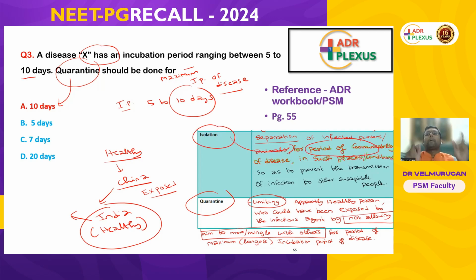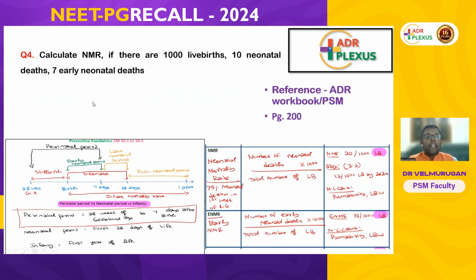We have discussed this so many times. So next question. Calculate NMR. What is NMR? Neonatal mortality rate. So what is neonatal mortality rate? See here, what is infant? From birth to 1 year, it is infant. From birth to the first 28 days of life is neonate. From birth to the first 7 days of life is the early neonatal period.